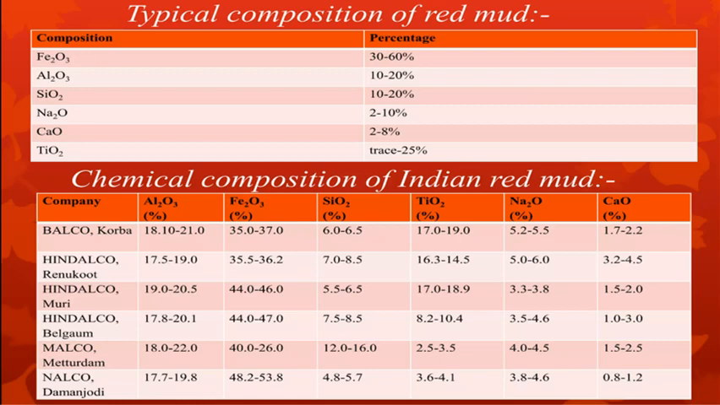So here are some compositions. First one is, the percentage of Fe2O3 is between 30 to 60%, and the percentage of Al2O3 is between 10 to 20%, and the percentage of SiO2 is between 10 to 20%, and the percentage of Na2O is between 2 to 10%, and the percentage of CaO is between 2 to 8%, and the percentage of TiO2 is between 0 to 25%. And the chemical compositions of red mud are as follows.